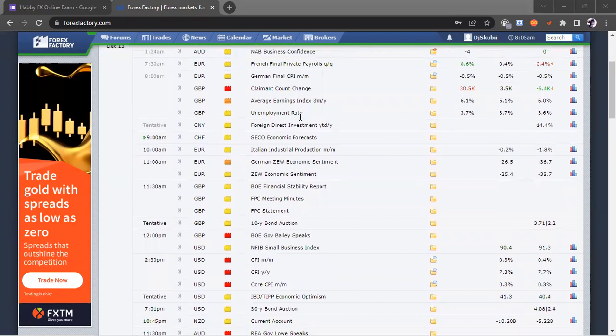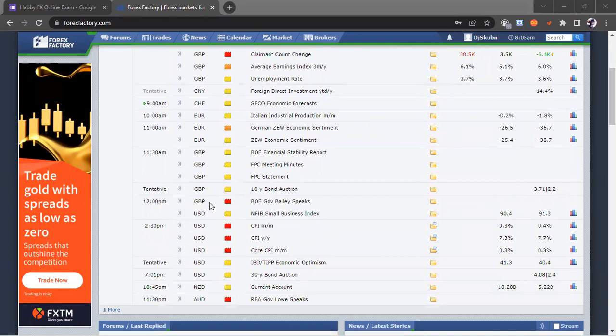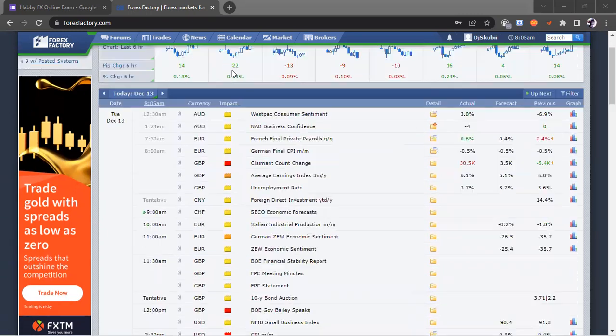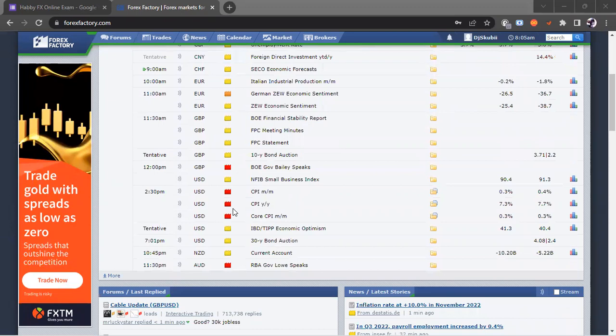Fundamental wise, we have CPI today. We have a speech on GBP. We actually have news on GBP right now, high impact news. So CPI might actually move the market a lot today. This is the last CPI for the year, so this is actually going to be a whole lot. And then we have a speech on AUD at night.